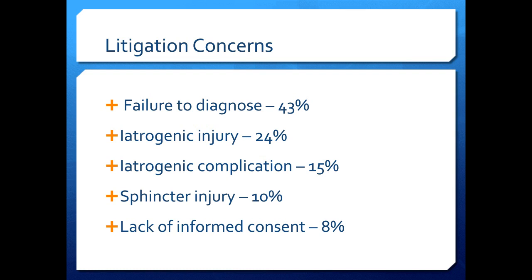So let's talk about some of the litigation issues that come up in the field of colorectal surgery. The biggest one for a colorectal surgeon or a gastroenterologist or anybody dealing with colorectal cancer or colon issues is failure to diagnose. The second one is going to be an injury. If I don't explain it to the patient, that's going to be one. Complications, sphincter injuries. I get asked to review a lot of cases of a routine hemorrhoidectomy, anal fistula, anal fissure.